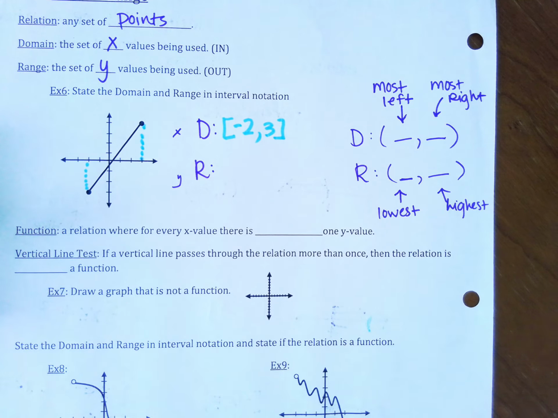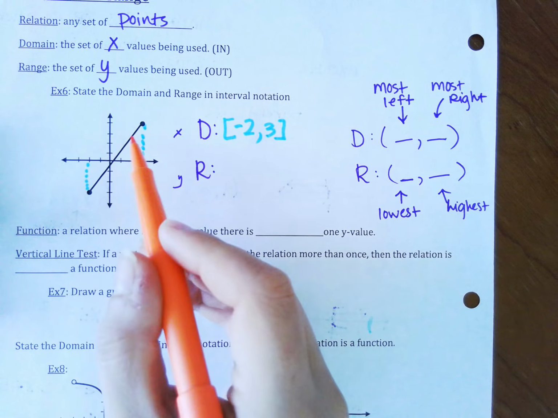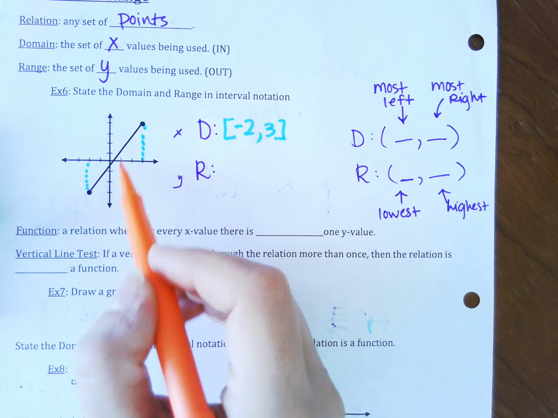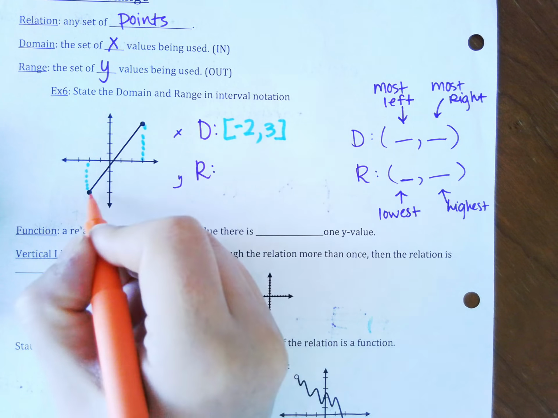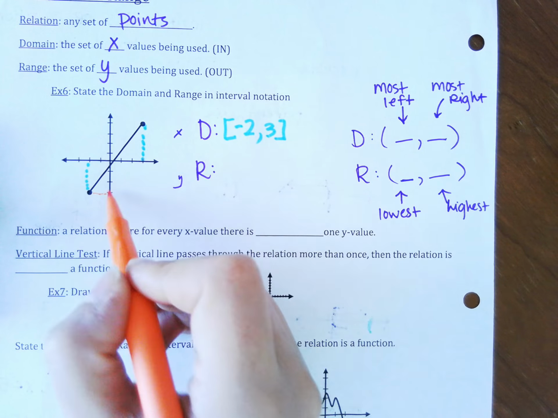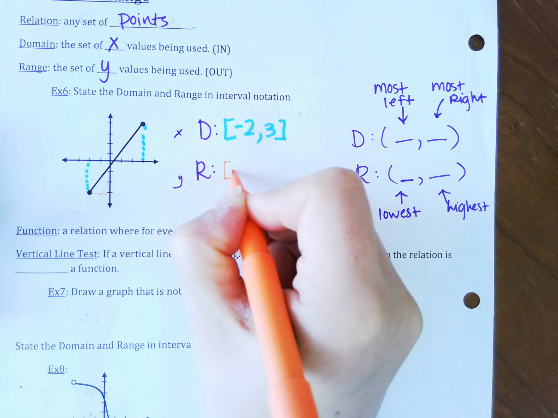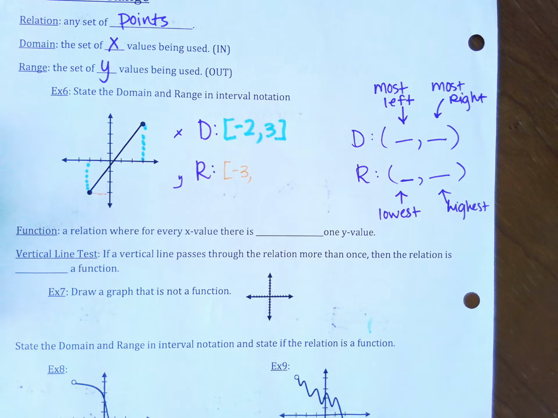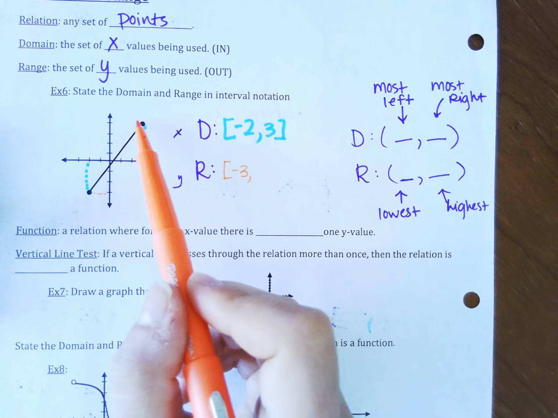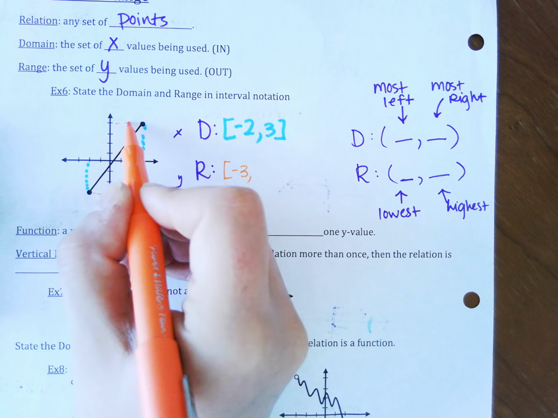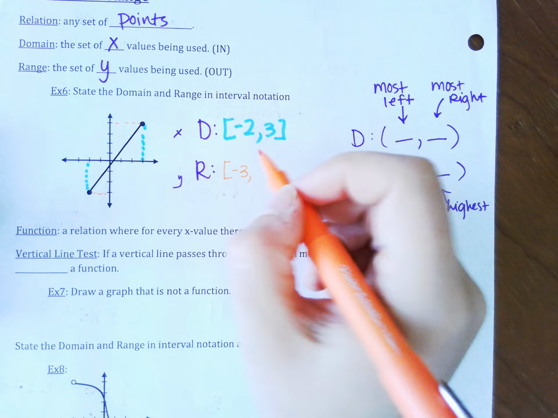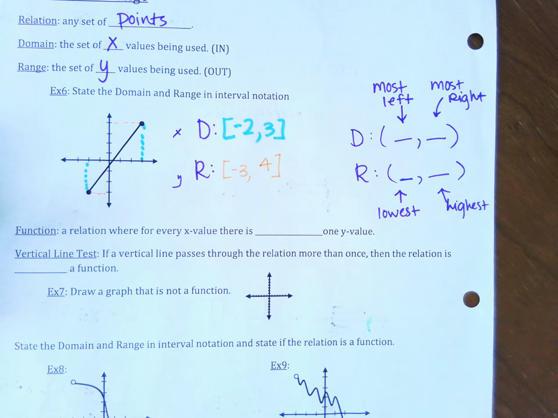For our range, we're looking at our lowest point first. So our relation dips down to whatever this value is, which ends up being -3. And again, it's a hard bracket. And it reaches up to the highest point that we see, or the highest value that it goes to, which is +4. And again, that is included.